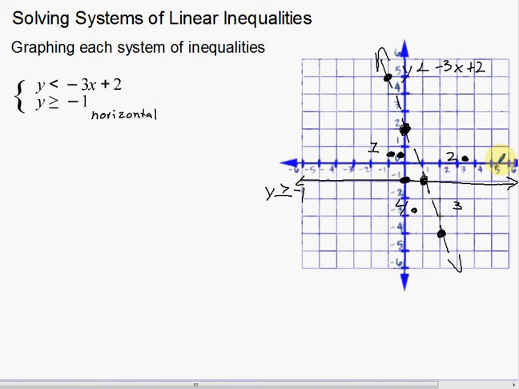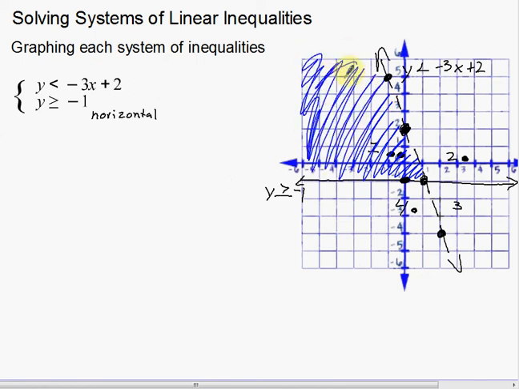Now notice that region 1 has two solutions to it. Region 1 has two dots that go with it. So I'm going to shade in this entire region right here. There we go. Now make sure you get real close to both of the lines right there.